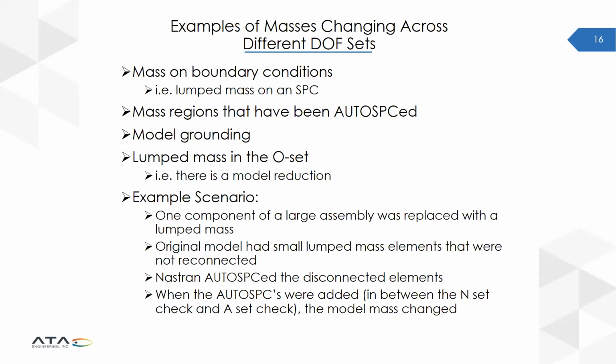And the original model had these small lump mass elements, and those were not reconnected to the rest of the model. So these disconnected elements were auto SBC'd by Nastran. And then when the weight check was run, auto SBCs were added in between the N set check and the A set check. The model mass was different between those two sets, and that was actually a good alert that tells us that there was a disconnection in the model.